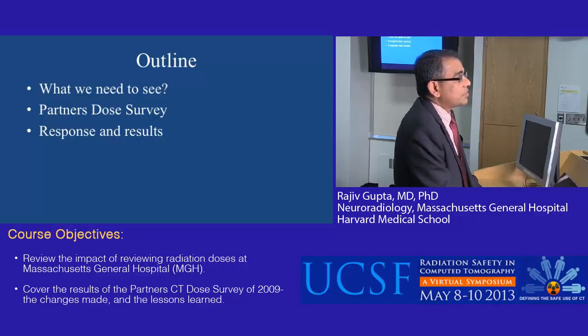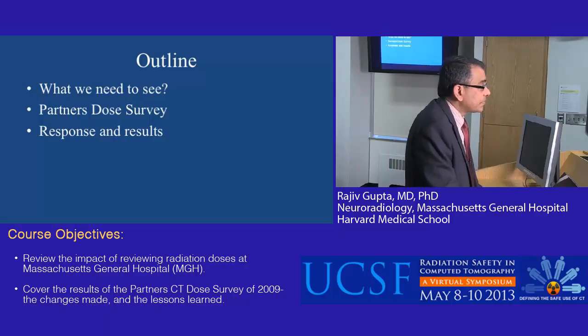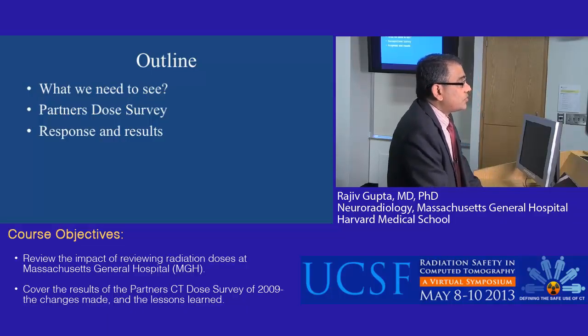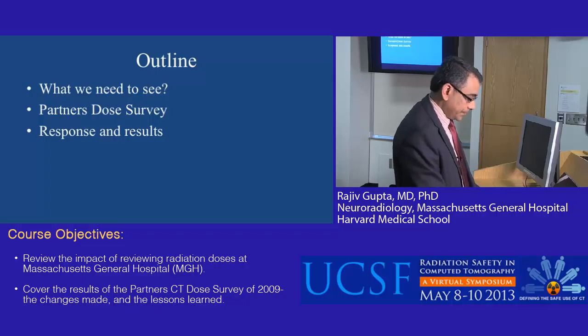I'll first talk about, in the context of head CT, what it is that we need to see and why there is this proclivity or desire to have as good an image as possible. Then I'll talk about a partner's dose survey and the results of what we found when we reviewed our own CT doses. And then I'll talk about the response and the results of our response to the survey.